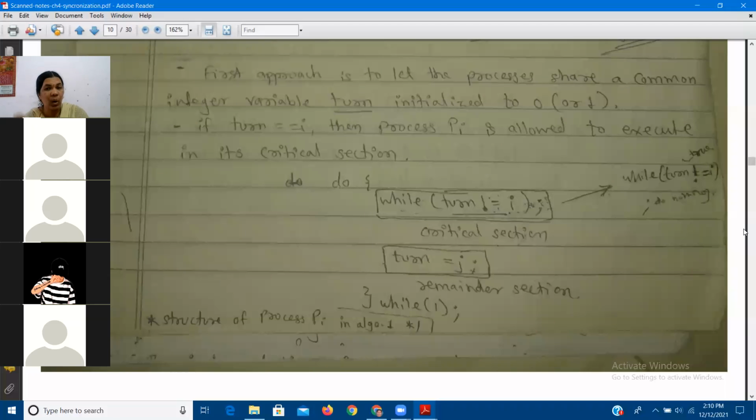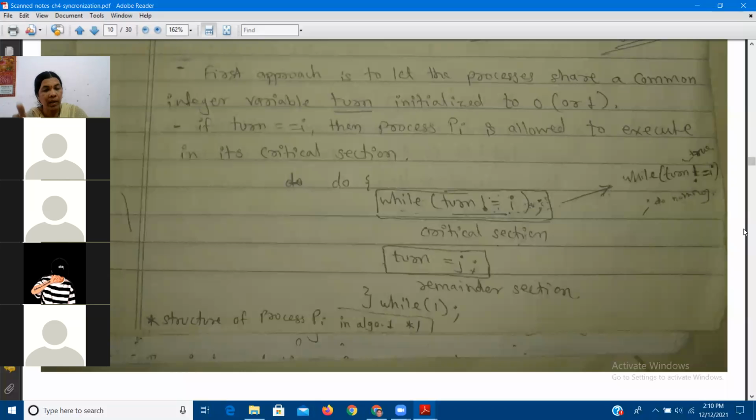So while turn not equal to J, critical section, turn is equal to I. While turn not equal to J. So if the condition is true, J may not be able to enter the critical section. If it is the turn of I, J may be in the waiting state. That is nothing but the entry section, right?